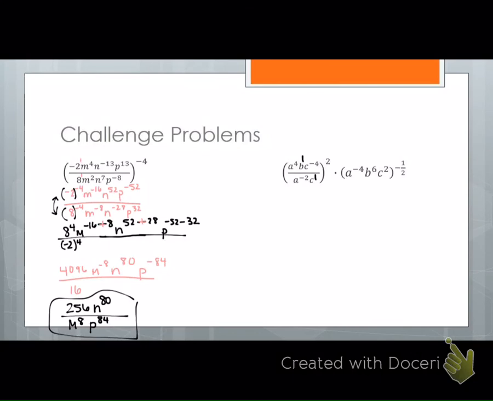This is a challenging problem. It will not be like this on the quiz. This is way harder than what the quiz is. Do we all understand that? I want you to know that I'm very proud of those of you that are putting in the effort. You're trying and you're getting these. You're understanding what it's saying. You're making little mistakes.